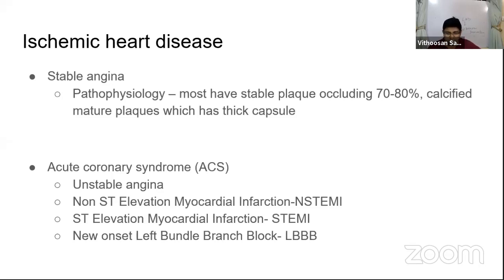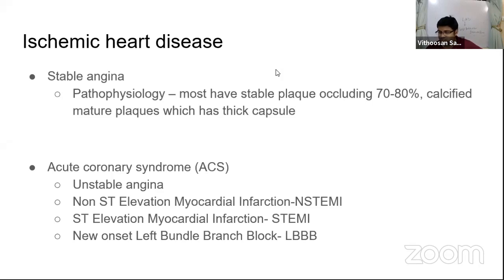Later, guys, we study in cardiology. We divide this acute coronary syndrome into various types depending on the ECG, and there is something called cardiac biomarkers. I'll come back to that point again. These are the people who come with a sudden onset chest pain.